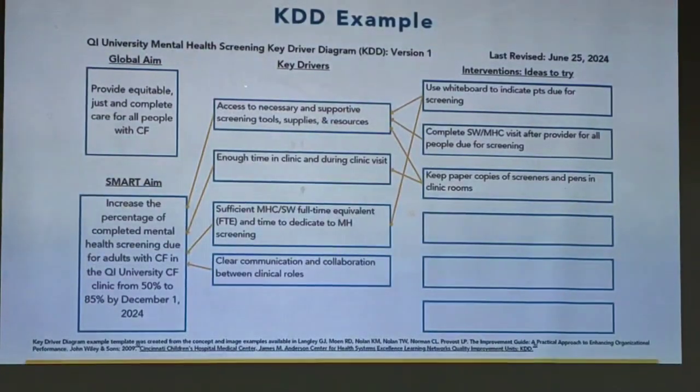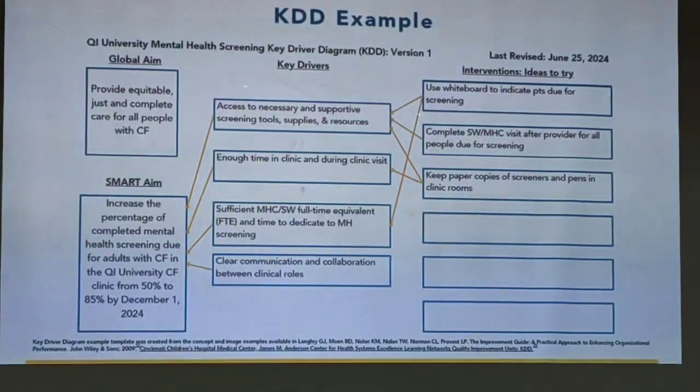So here's what a KDD looks like. You have your global aim and your specific aim. We already went over the specific aim just a minute ago. It's a SMART aim. And then they thought about some key drivers for screening, right? Access to the necessary supportive screening tools, supplies, and resources, enough time in clinics to do screening, sufficient mental health care time to be able to accomplish these goals, and then clear communication and collaboration between our clinical goals in clinic. So then they started brainstorming things that they might be able to do as interventions.